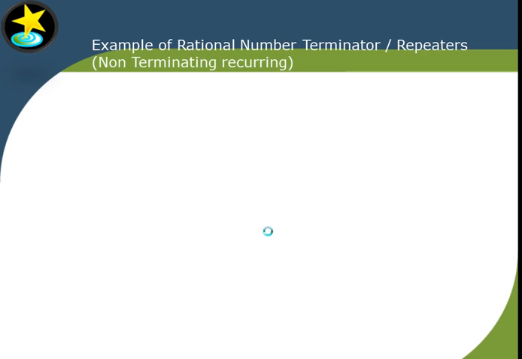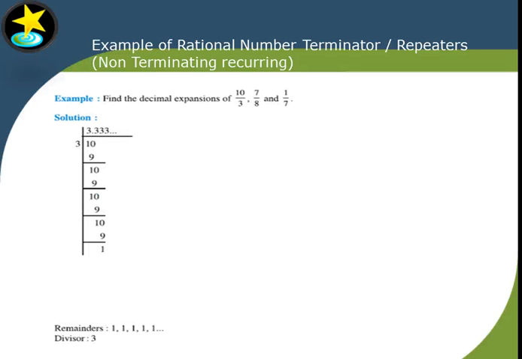Let's look at some examples of rational numbers which either terminate or repeat. They are also known as terminators or repeaters. Let's try to find the decimal expansion of 10 by 3, 7 by 8 and 1 by 7. So if you try dividing 10 by 3, what you get is this number.